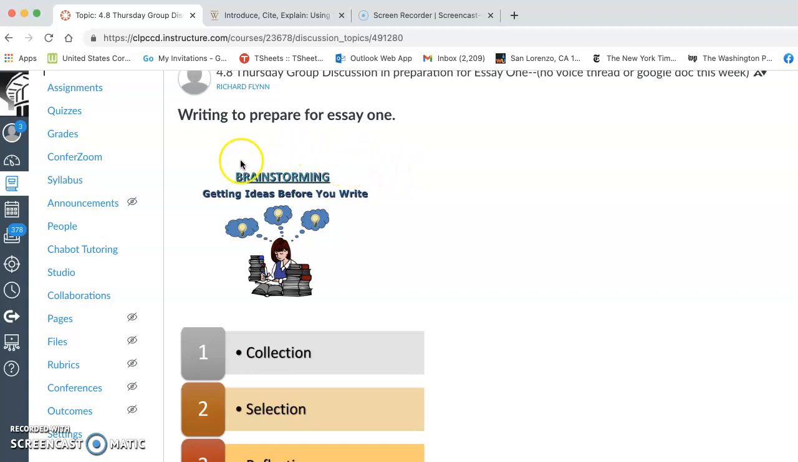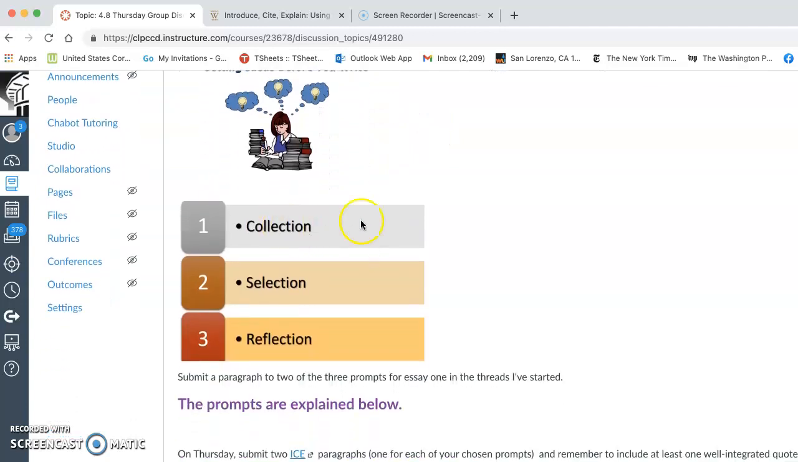Now you have this brainstorming icon, and I will put this video right above it. And the process is collection, selection, reflection. Collection is when you do your reading and research, and I'll show you in the prompt how to do that. That takes the most time.